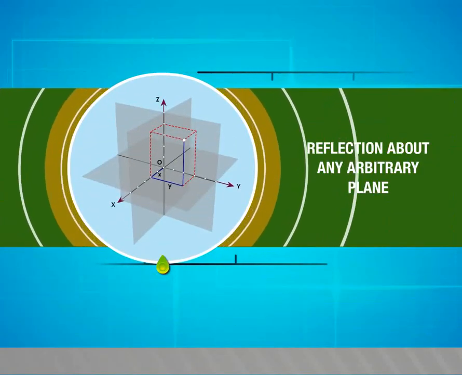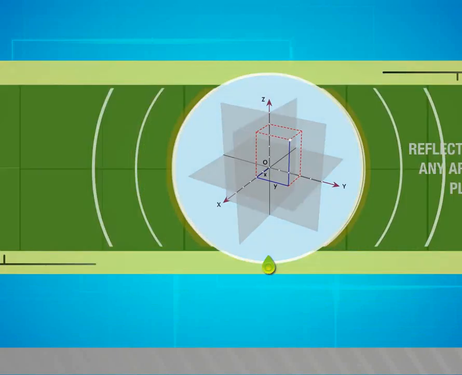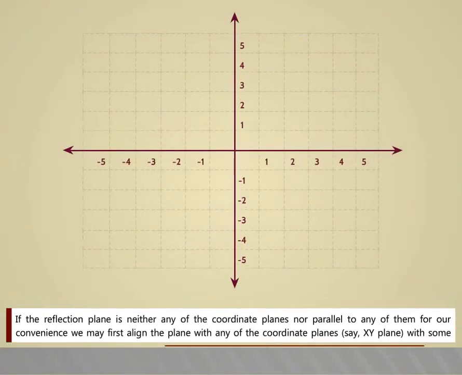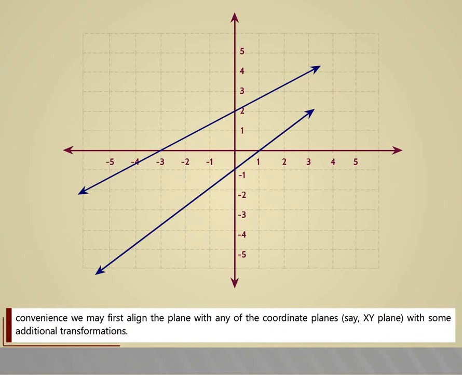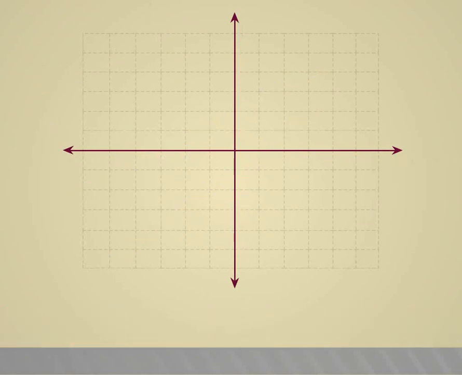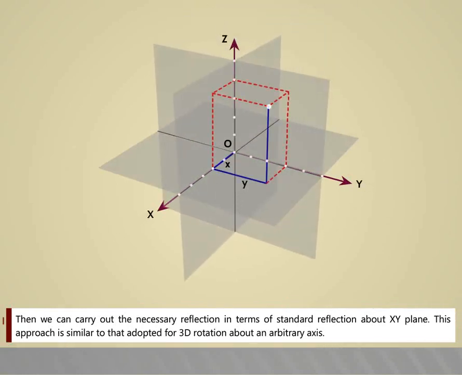Reflection about any arbitrary plane. In this video, we are going to see about reflection about any arbitrary plane. If the reflection plane is neither any of the coordinate planes nor parallel to any of them, for our convenience, we may first align the plane with any of the coordinate planes, say xy plane, with some additional transformations. Then, we can carry out the necessary reflection in terms of standard reflection about xy plane. This approach is similar to that adopted for 3D rotation about an arbitrary axis.